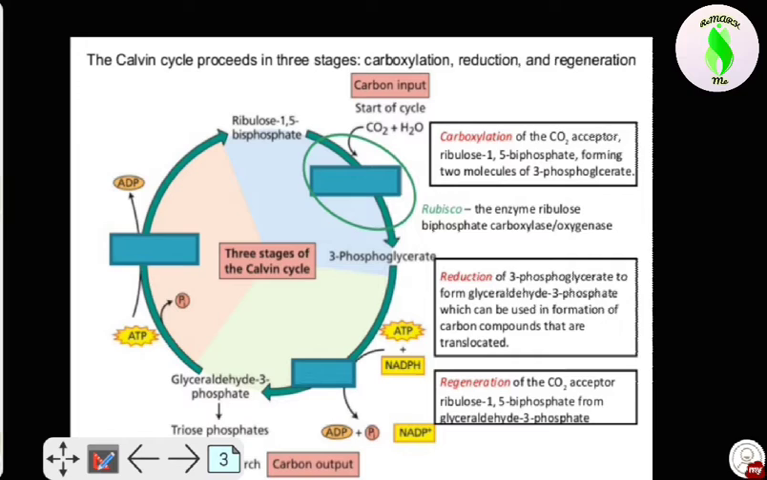Now come to this image. This image tells you that ribulose bisphosphate, that is a 5 carbon sugar, adds with CO2, and this reaction is catalyzed by the enzyme Rubisco, ribulose bisphosphate carboxylase and oxygenase, and it forms 3-phosphoglycerate. This 3-phosphoglycerate adds with ATP and NADPH to form glyceraldehyde 3-phosphate, and again it combines with ATP and forms ribulose bisphosphate, and this cycle is continuously running.